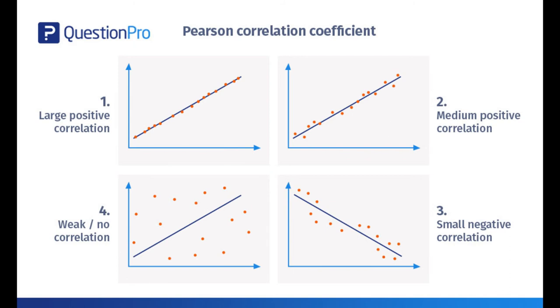For example, studies have shown a positive correlation between a student's performance on the SAT, that's the Scholastic Aptitude Test, and the same student's performance in college courses. It's a positive correlation because the higher the score on the SAT, the better we can expect the college grades to be. But what about a negative correlation?